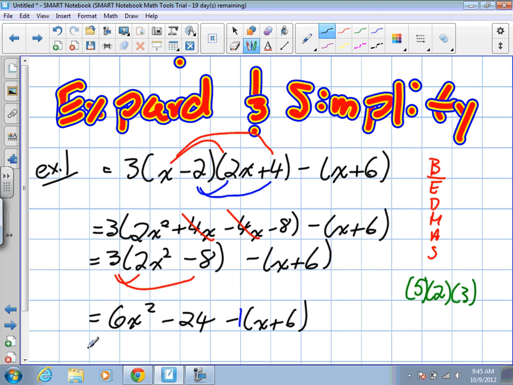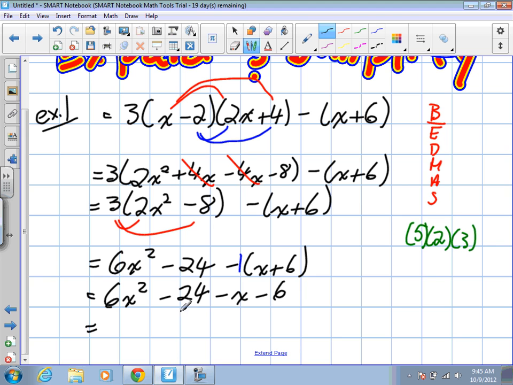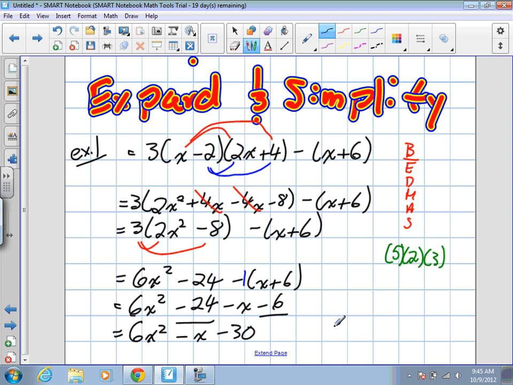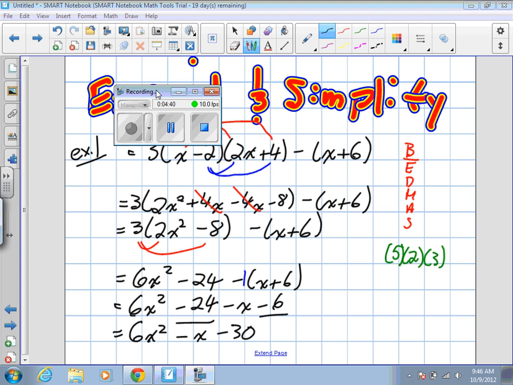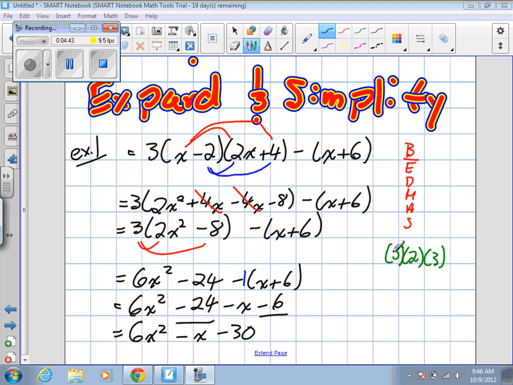So we're then left with 6x squared minus 24. What's negative 1 times x? Negative x. Negative 1 times positive 6? Negative 6. Now I collect my like terms. Well, my only like terms are actually negative 24 and negative 6. When I combine those two together, what will I get? Negative 30. And this would be the simplified version of our original question. 6x squared minus x minus 30. Okay? So quite a few different rules there we had to apply. Always keep those old, especially these old multiplication rules in mind if you ever get confused.